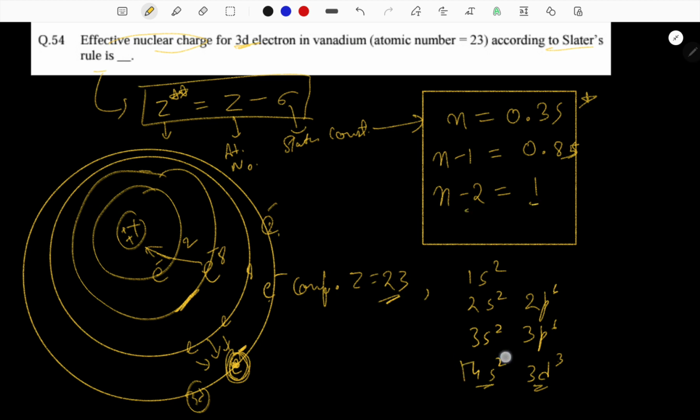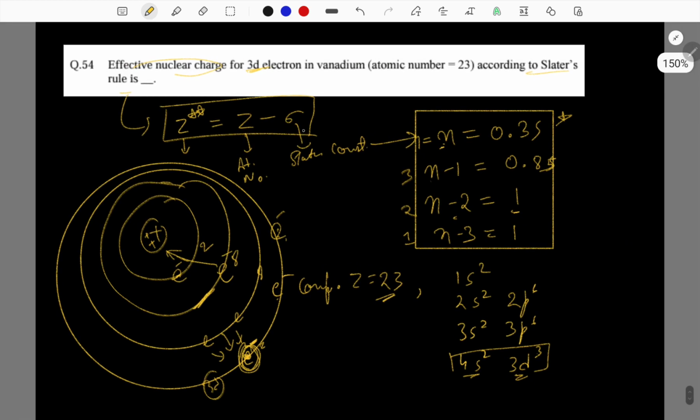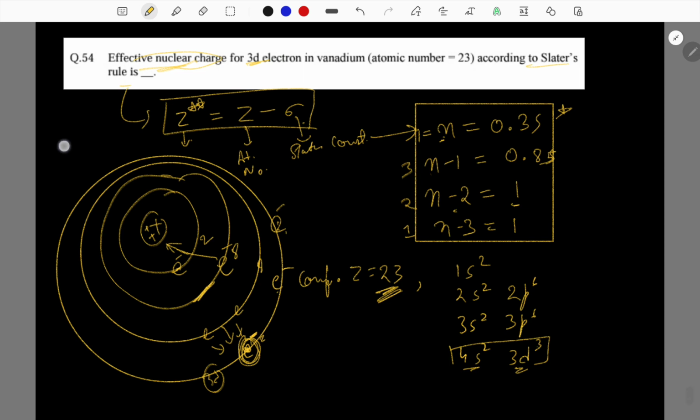For this you know that the valence shell is 4s2. It means the fourth shell is our n, so n equals 4, n minus 1 is the third shell, n minus 2 is the second shell, and for the first shell, the 2 electrons we take as 1. We have to calculate the effective nuclear charge Z star. For that we need Z and sigma. We already know Z is 23, but we don't know sigma, so we have to calculate it.